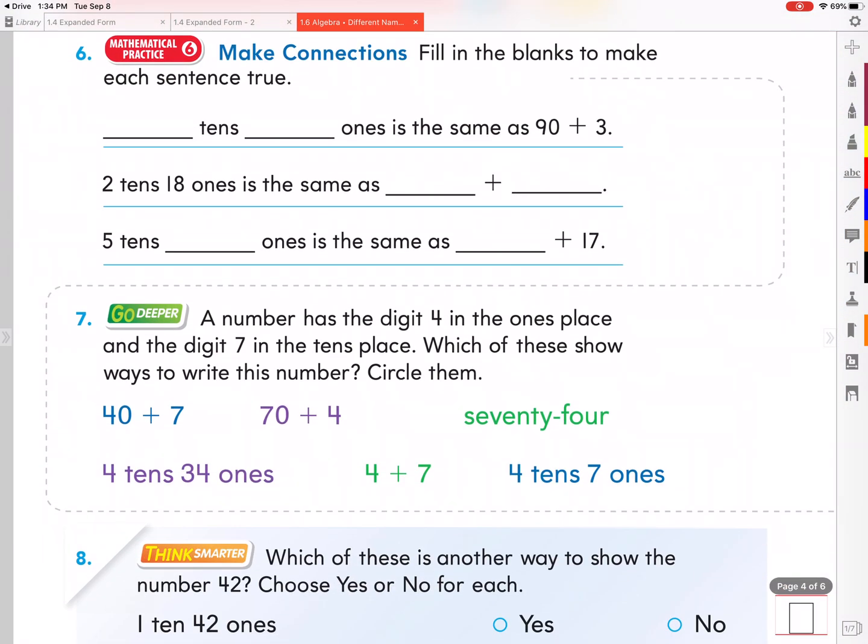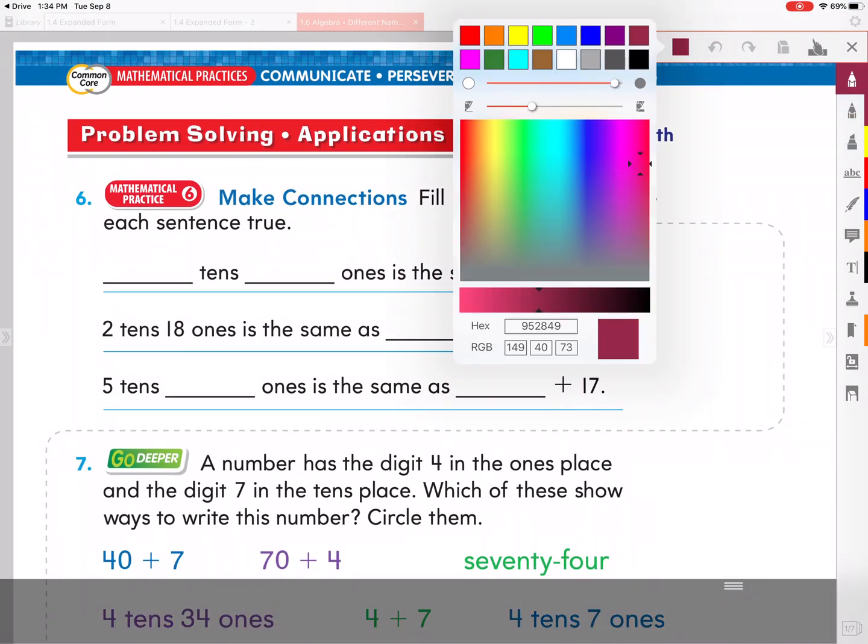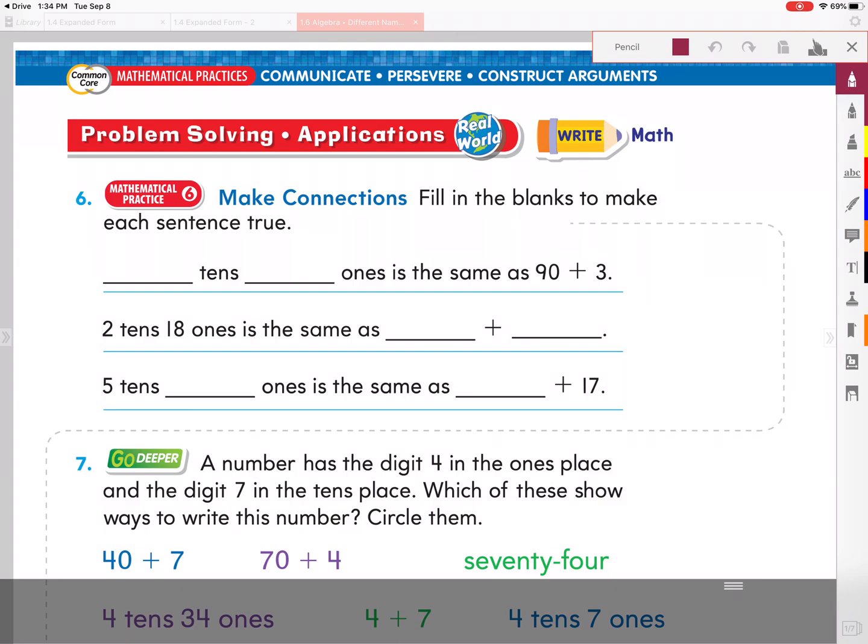All right, friends, let's do some more math problems with reading. Got to practice that for 3rd grade. You cannot go to Miss Thomason and say, I don't know how to do word problems. Yes, you do. So we're going to make connections. We're going to fill in the blank to make each sentence true, okay?